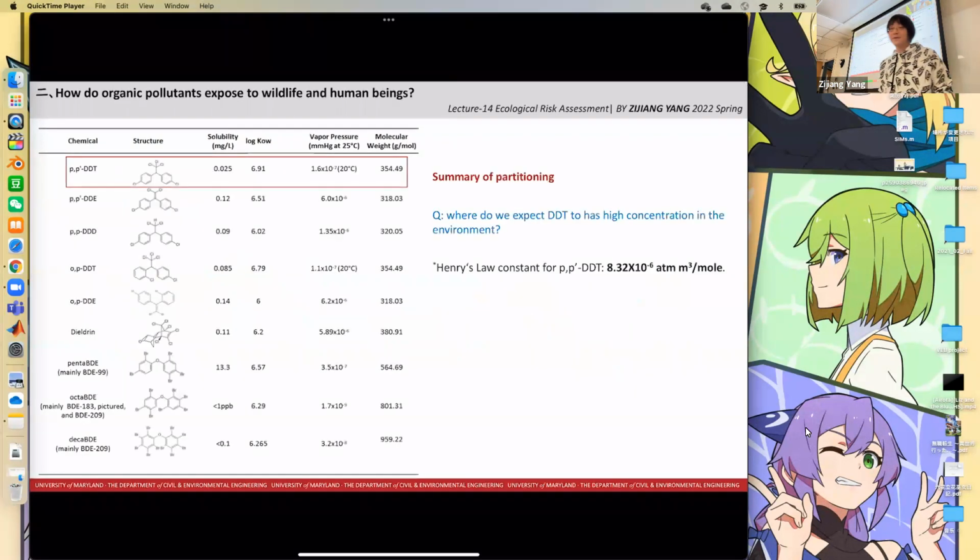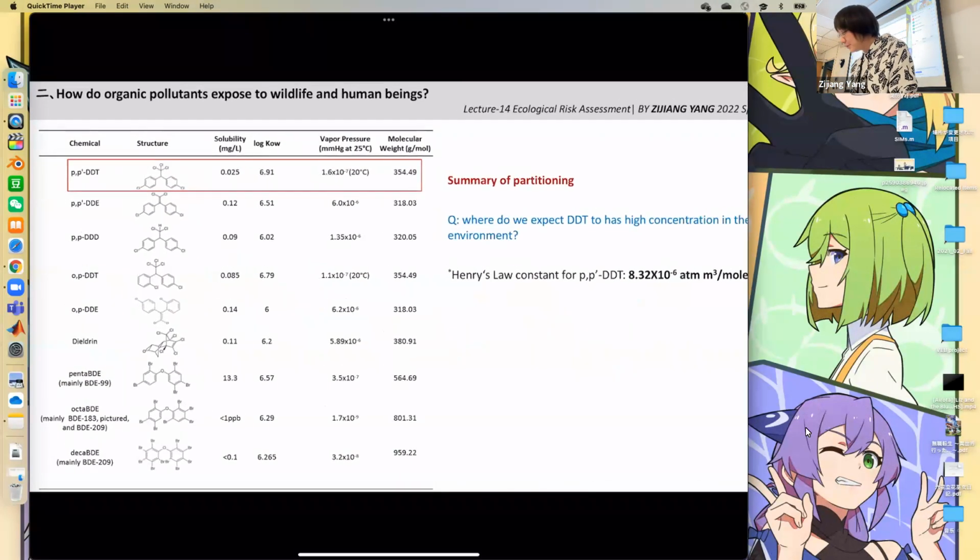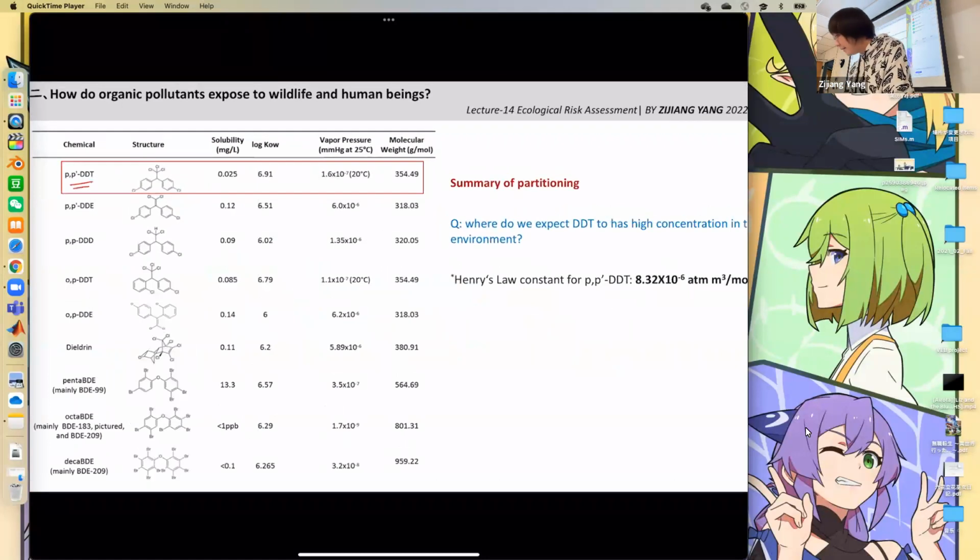And here we have the question we had last time, but last time we had some problems. So let's look at this again. Suppose we have DDT and we know some of its parameters: we know its solubility, its log KOW, and its vapor pressure. And last time we realized that we cannot do some comparisons because we cannot connect the air phase to the water phase or the pure phase.